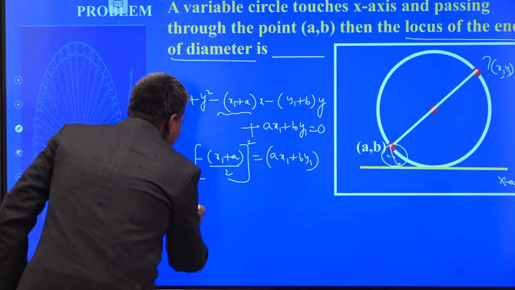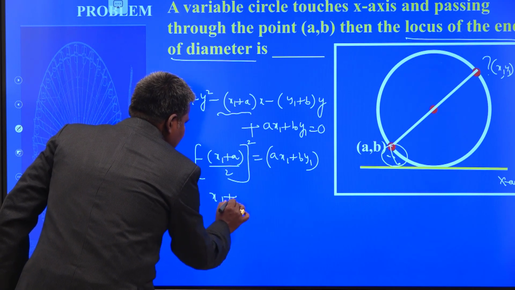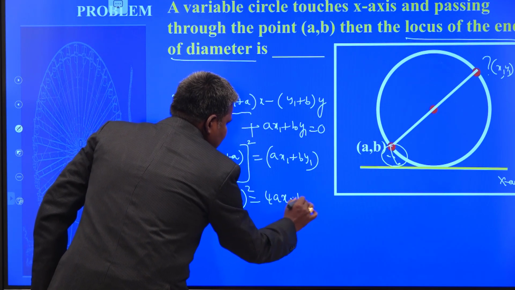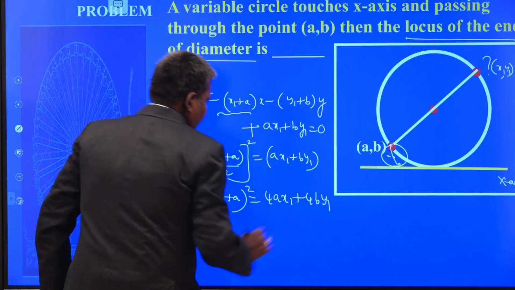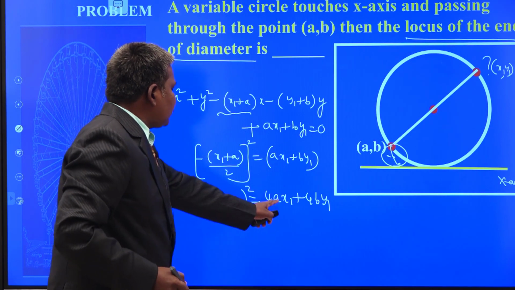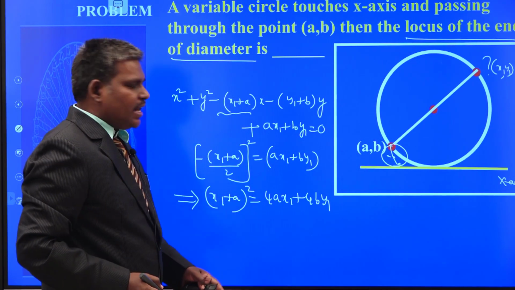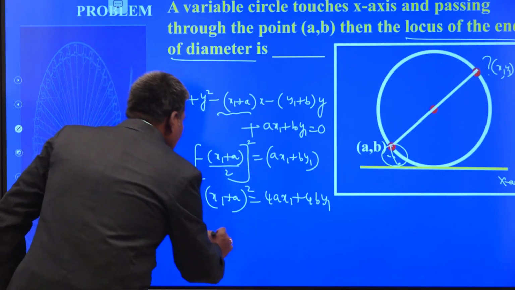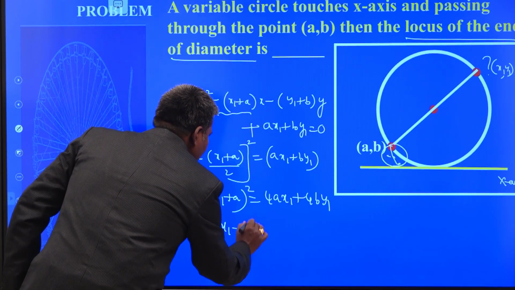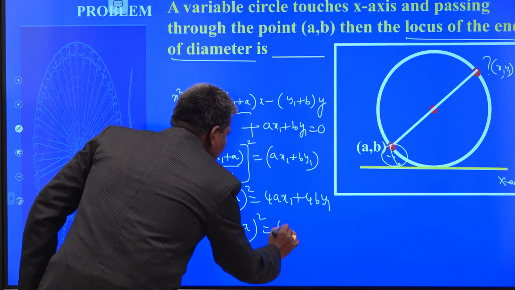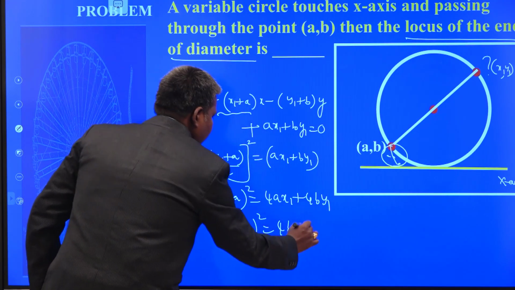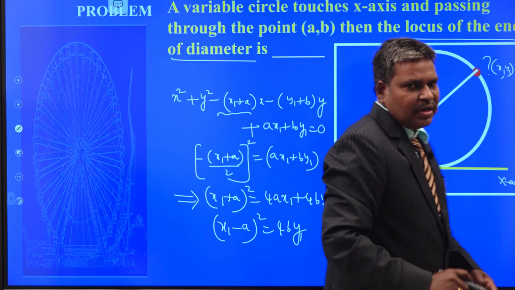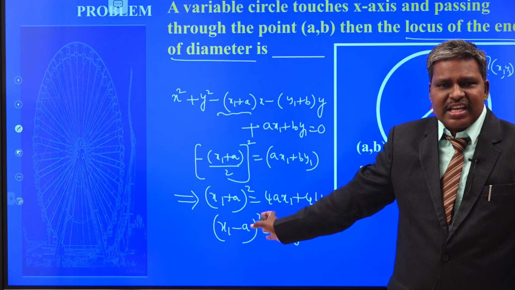Now by simplifying, what happened? (x1 plus a) whole square is equal to 4ax1 plus 4by1. Your job is, if you take this value 4ax1 to the left side, (a plus b) whole square minus 4ab, that is nothing but (a minus b) whole square, or you write (x1 minus a) whole square is equal to 4by1. (x1 minus a) whole square is equal to 4by1. This is the condition for all (x1, y1).